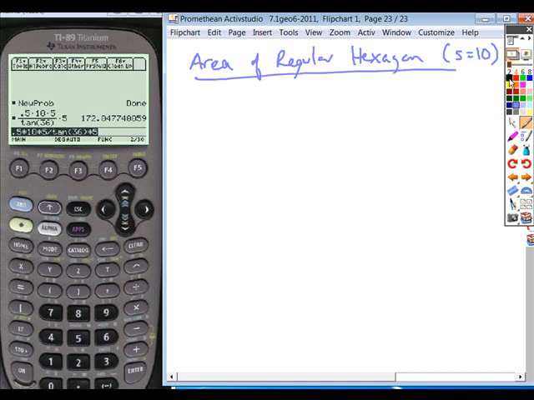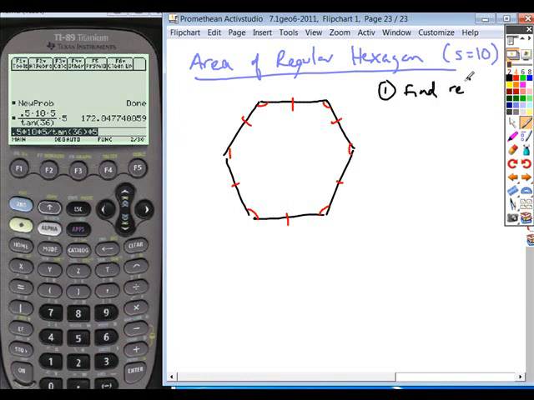I want to talk about what's unique about a regular hexagon. If we're looking at a regular polygon with 6 sides, the entire process follows along the same line. You need to first find your reference triangle. So if we plot our center, sketch in one of those triangles.